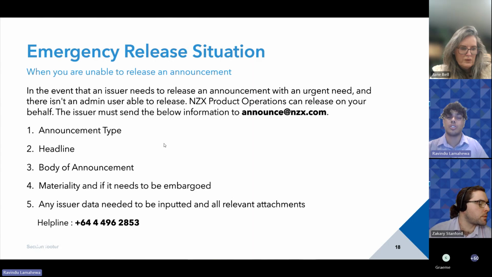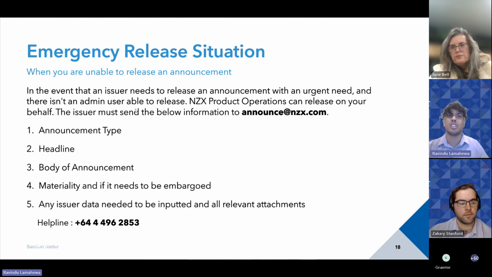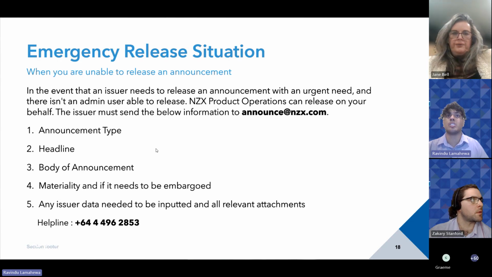So I want to highlight that this is really for material announcement situations, or where there just isn't anyone available at all with map access to release an announcement. Maybe it's not material, but soon, then we can consider it. But we just want to highlight it's mainly for situations where the announcement is material. We want you to manage your own announcement releases, just as I said, with emergencies being the exception.